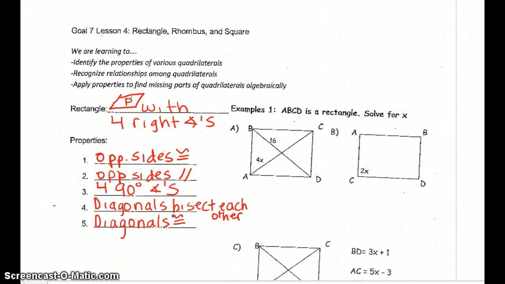If you notice, all of these properties are the same as a parallelogram, so if you remember those, there's just 2 additional ones. Number 3, that there's 4 90-degree angles, and number 5, that your diagonals are congruent. Go ahead and stop the video and try the first 3 examples.